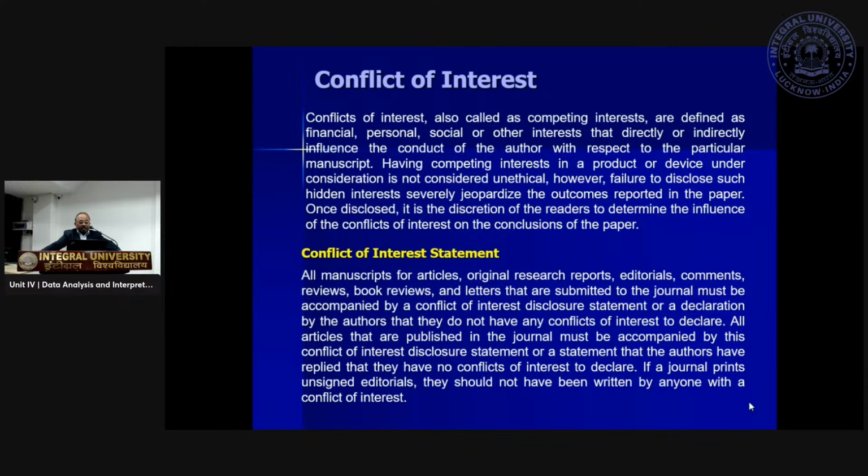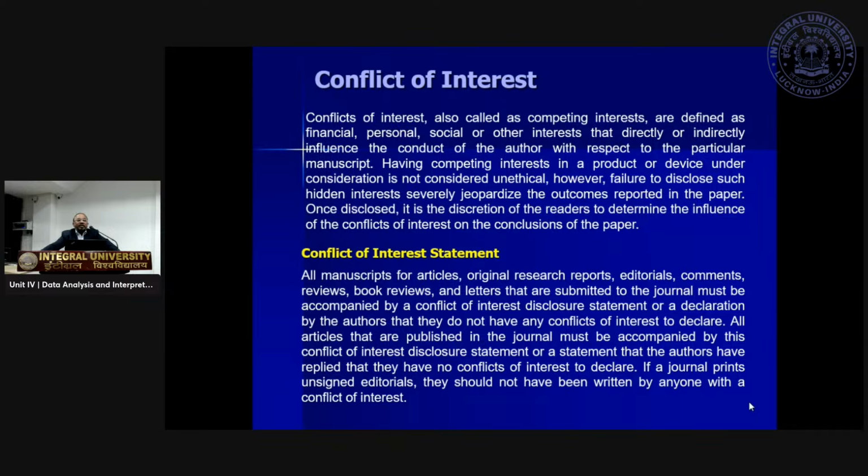So all articles that are published in the journal must be accompanied by this conflict of interest disclosure statement, or the statement that the authors have replied that they have no conflict of interest. As I told you, there are three types: financial conflict, personal conflict, and the third, what was it?